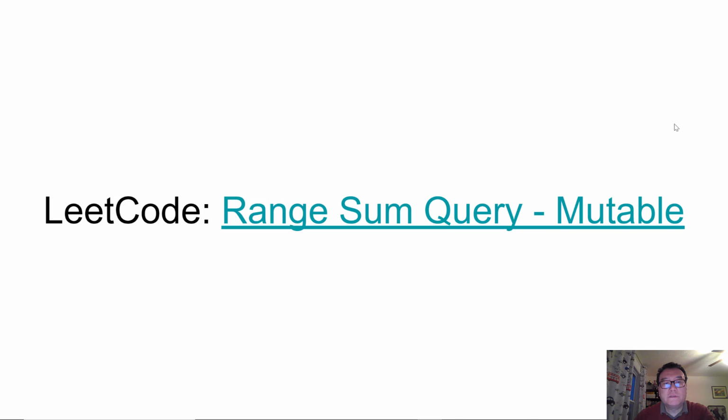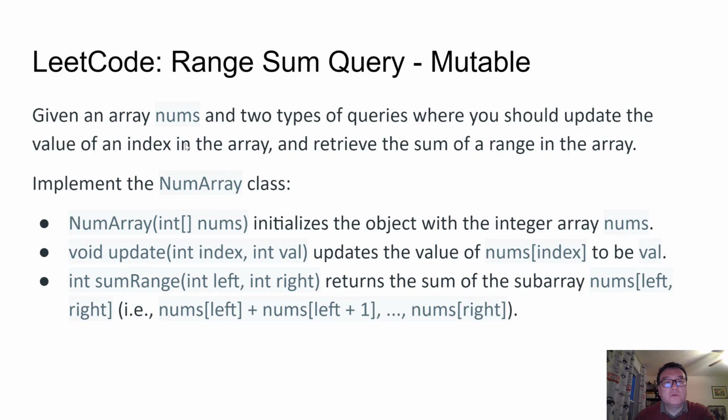Now let's look at the first example problem for segment trees. This is a LeetCode problem called Range Sum Query - Mutable. The problem is we are given an array nums and two types of queries. The first type is we need to update the value of the array at a particular index. And the second type is we need to return the sum of a range.